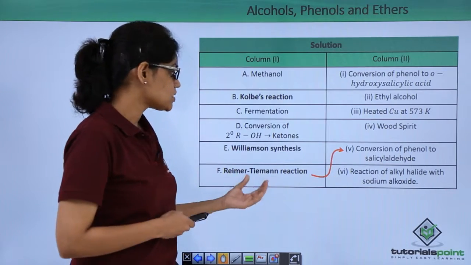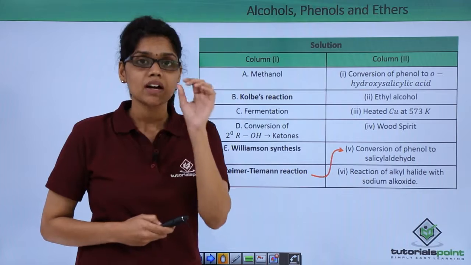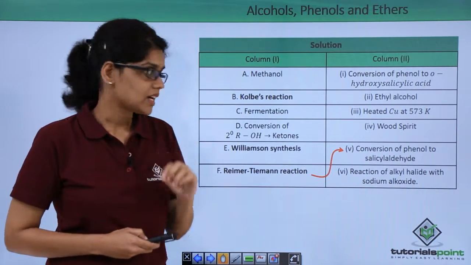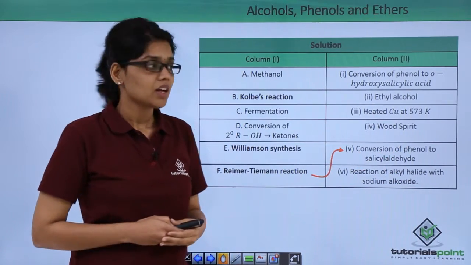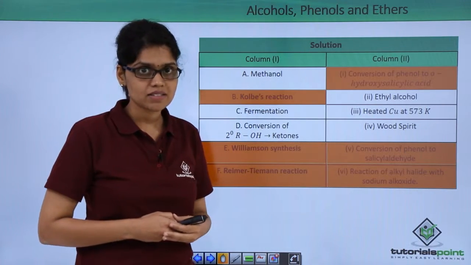Now, Reimer-Tiemann reaction, a very important named reaction, is usually used to introduce a CHO group or an aldehyde group to phenol at ortho position. That is used to convert phenol to salicylaldehyde. Now, as you can see, since these are covered, we can easily map the rest of the elements given here.